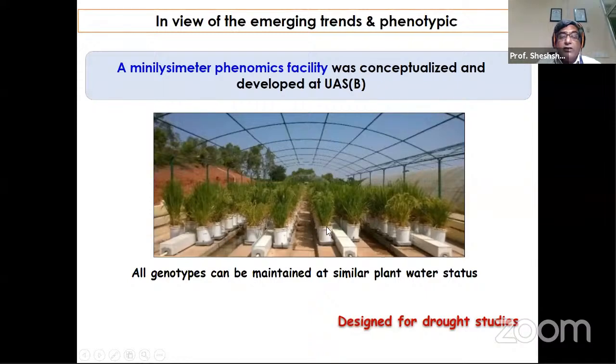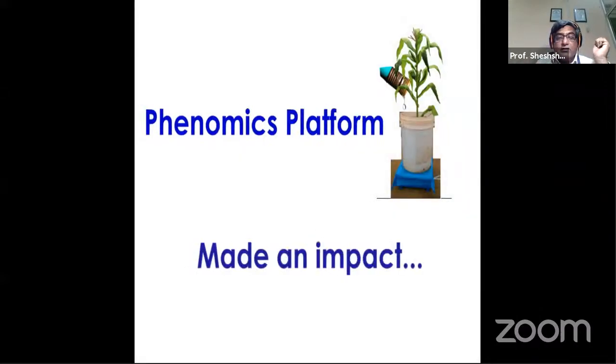But what I'm trying to say here is, each of these things is automated. We have these things kept on a balance, and the balance records the weight of the container in real time. When the water is being transpired by the plant canopy, and the weight of the container decreases by about 50 grams, there's an automated system which recognizes this and adds water to bring the soil to the same level. And I hope you can hear this.